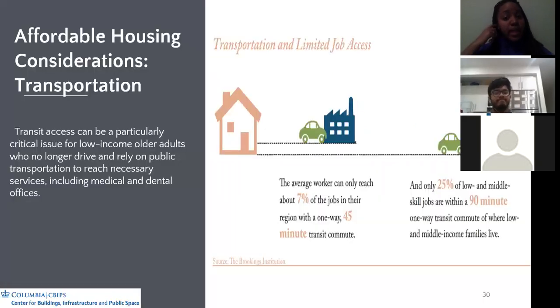Next slide, please. Another thing to consider when you're looking into affordable housing is transportation, because some affordable housing units are very far from where the jobs are. For example, the average worker can only reach about 7% of the jobs in their region with a one-way 45-minute transit commute. And only 25% of low and middle skilled jobs are within a 90-minute one-way transit commute of where low and middle income families live. That's a lot of time spent getting to and from work. Transit access can also be a particularly critical issue for low income older adults who can no longer drive and rely on public transportation to reach necessary services like medical or dental offices.